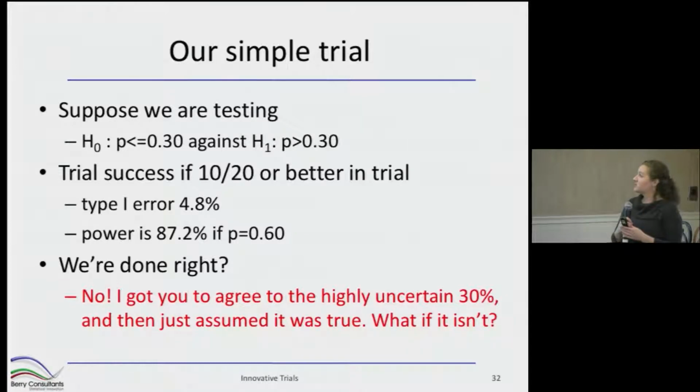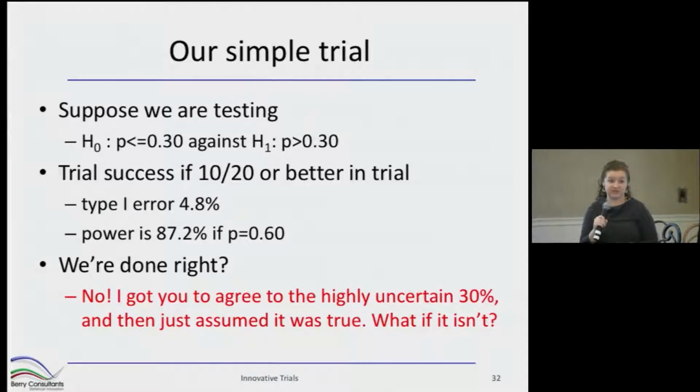So now suppose that we're going to test the hypothesis that our response rate is bigger than 30%. And our rule here was we're going to run a trial with 20 subjects. And if we see 10 or more of our subjects that respond to the treatment, we're going to declare that trial a success. So if we apply this rule, it turns out that our type 1 error rate, so if our rate is truly 30%, our type 1 error rate is about 5%, 4.8%.